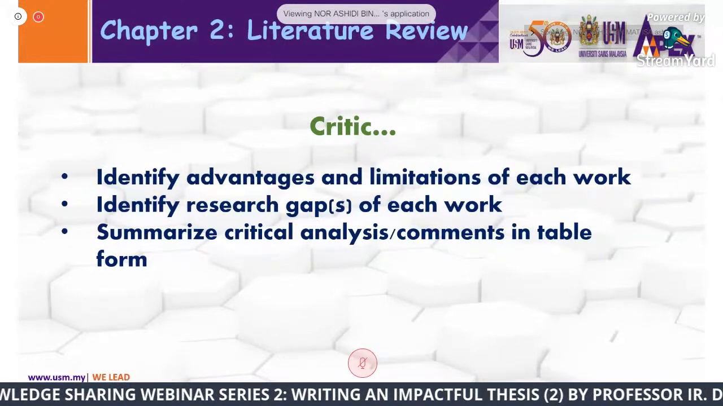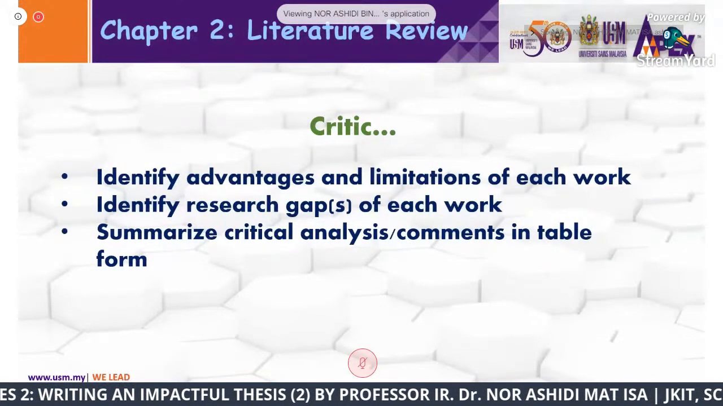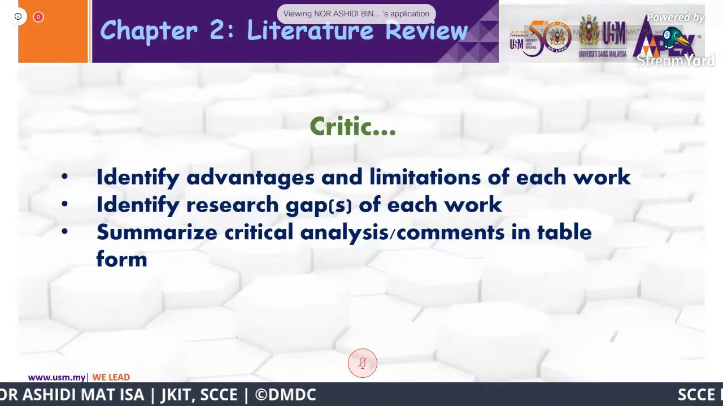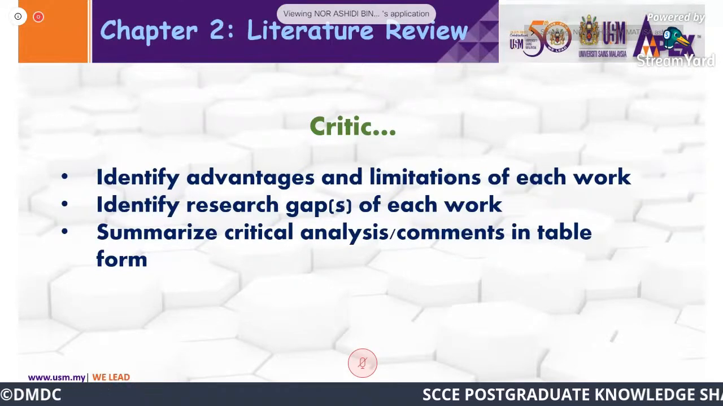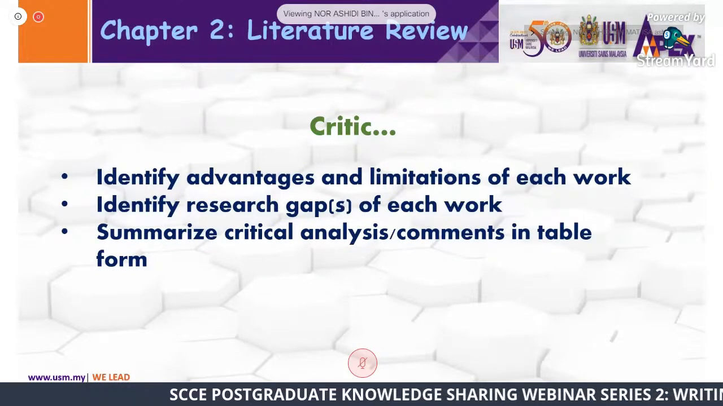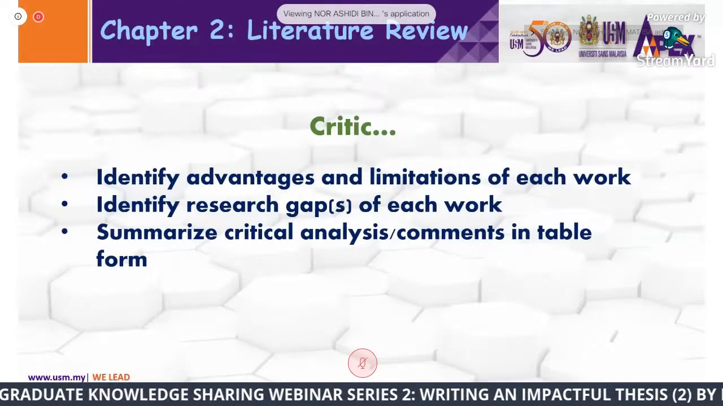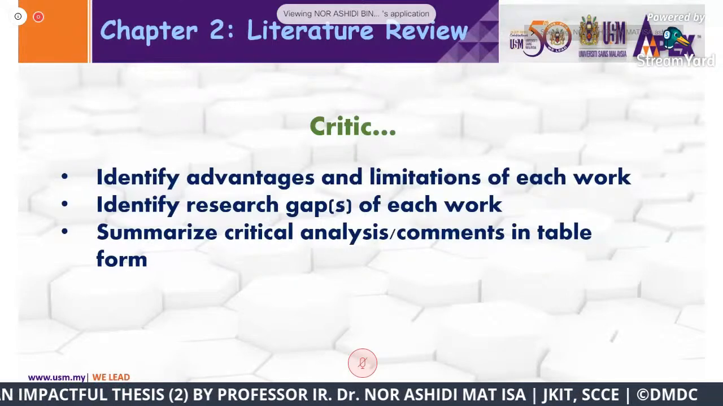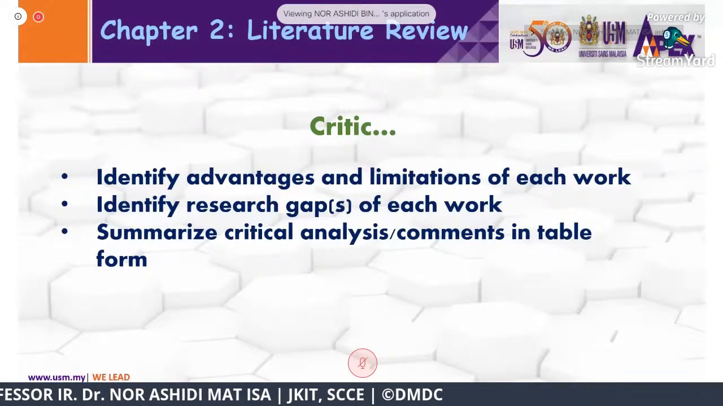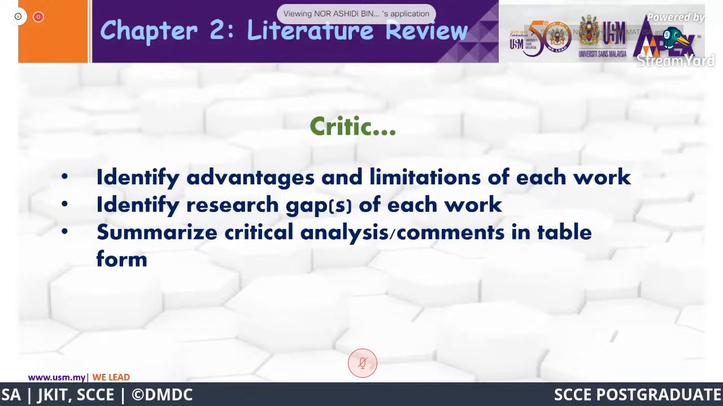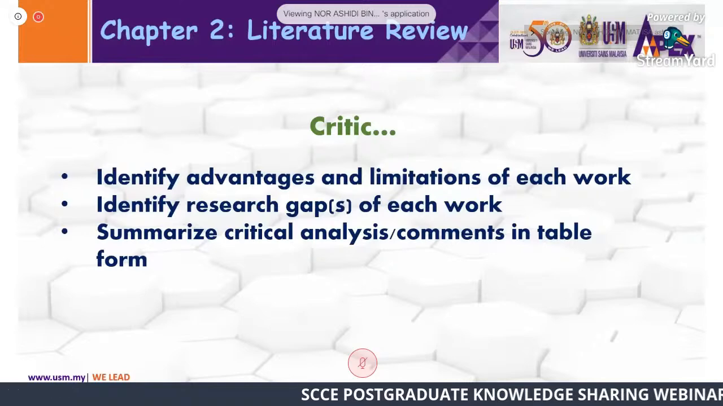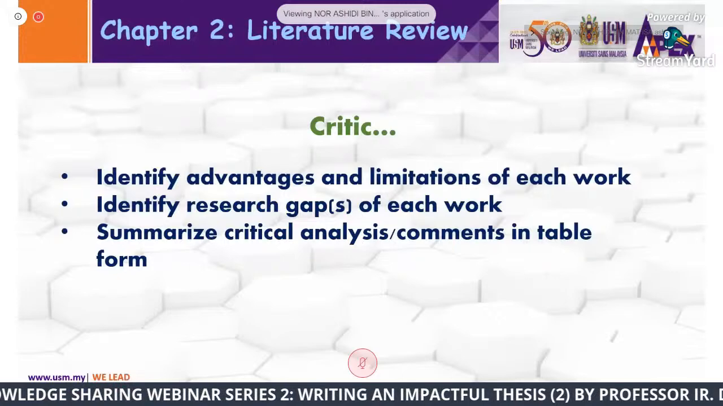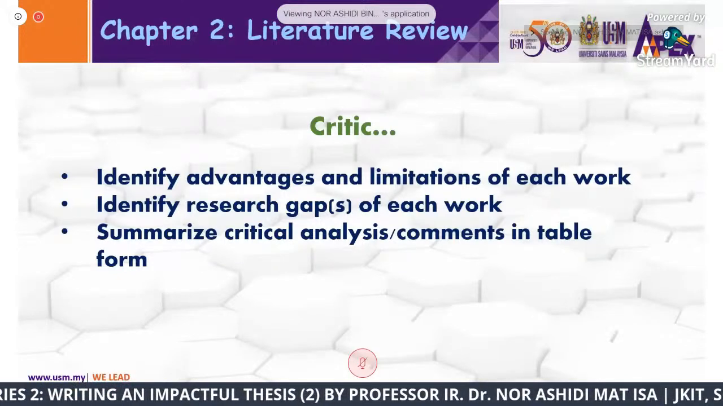The research work, for example, by reference number 1, the objective of that paper, what are the approaches or methods introduced, and what are the results. After that, we must have another column, which is your critique column, the advantages, and at the end, the last column will be the disadvantages or limitations of the works. So you combine them together in a table form, so it's easy for the reader or the examiner to observe the differences between those works.